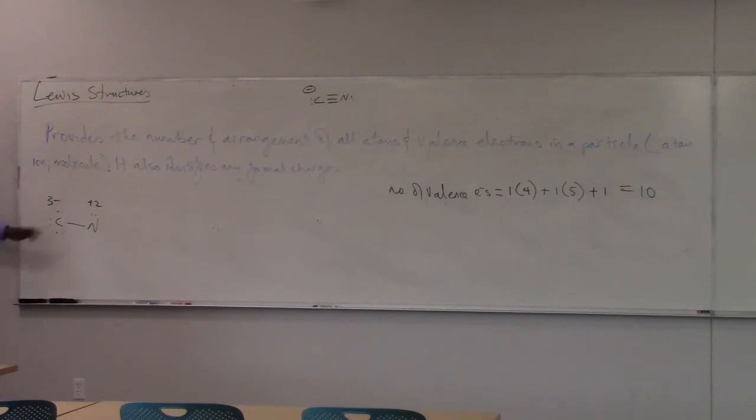Okay? So this is a Lewis structure because it does what a Lewis structure should do. It gives me the number and arrangement of the atoms: 1 C, 1 N connected to each other. It gives me the number and arrangement of all the valence electrons, all 10 of them, whether they're lone pairs or bond pairs. Doesn't matter, I know where all 10 are. And it also gives me the formal charges.